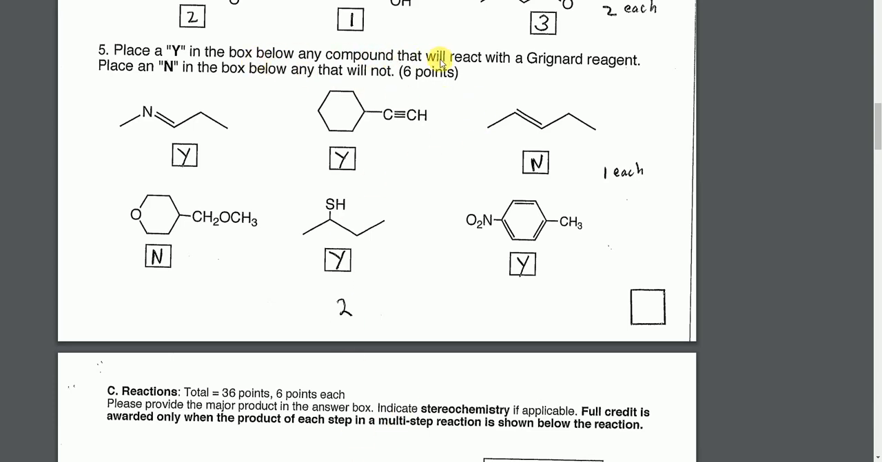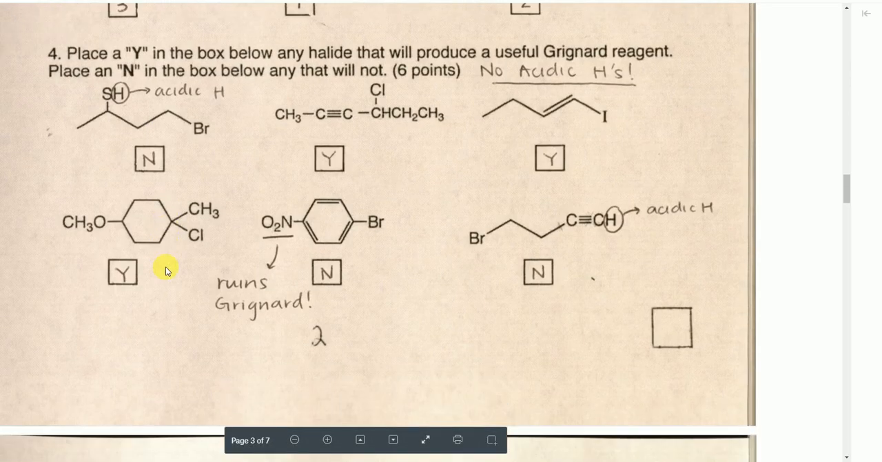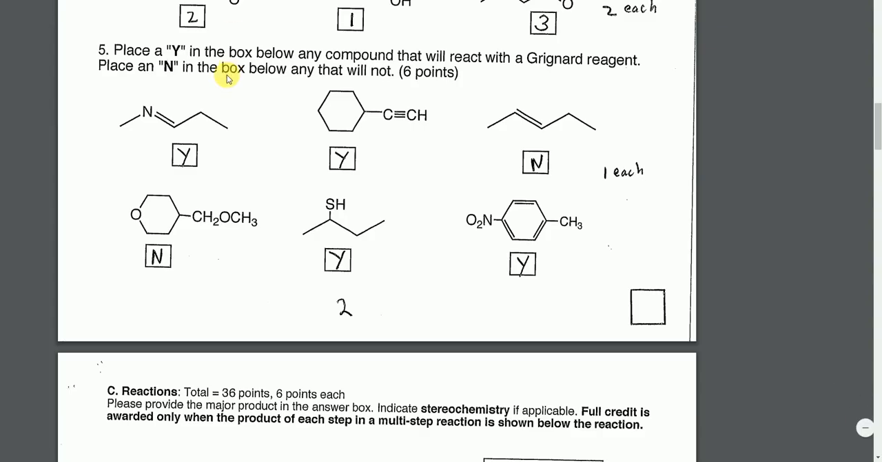So it said any compound that will react with the Grignard reagent. So before, we were looking for any compound that has nothing acidic and nothing electrophilic, right? And then we put a no for anything that does have that. For this one, we're putting a no for the things that have only nucleophilic parts, and yes for things that have the electrophilic parts.